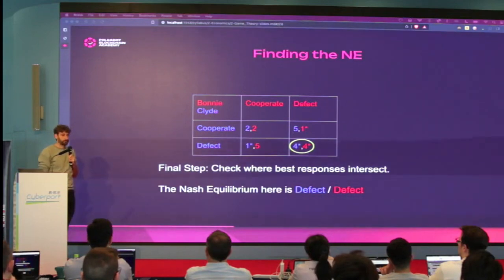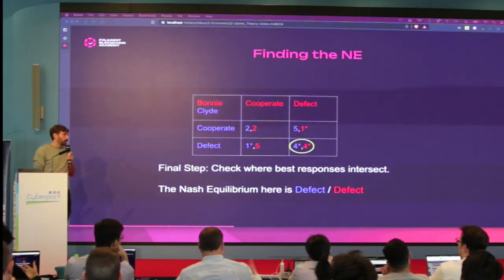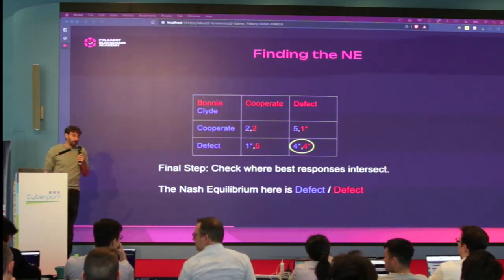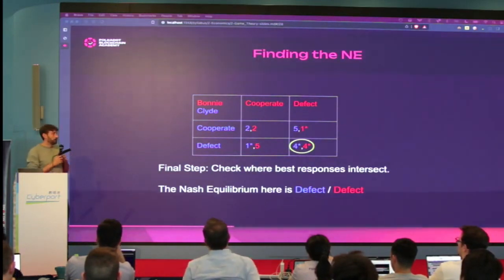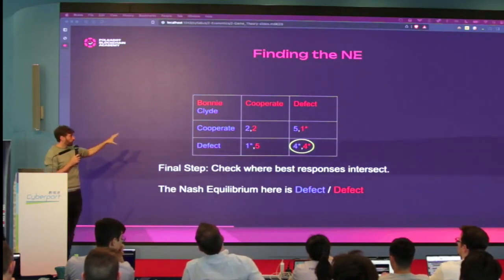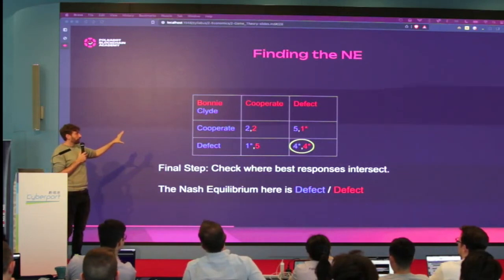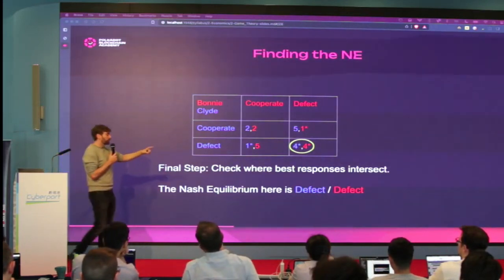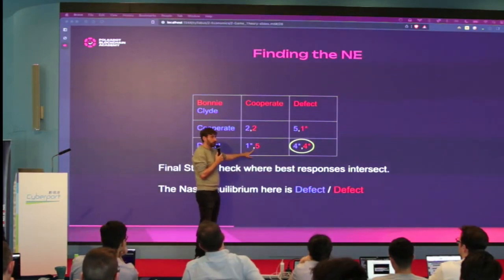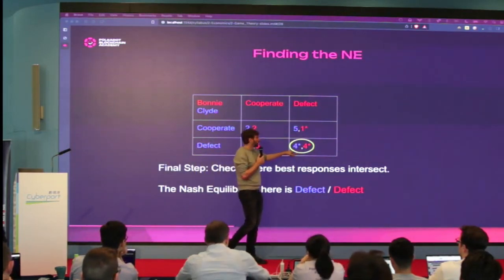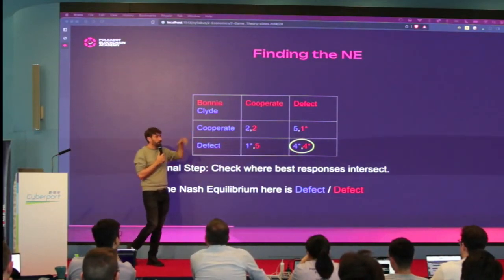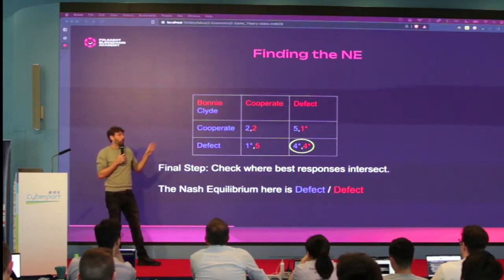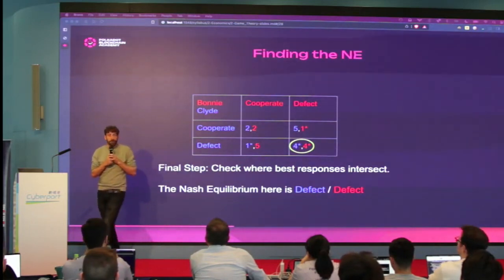Both defect. Now we found the Nash equilibrium, or we believe that we found it. And you could ask, how can we test that? You could say, let's assume you're Clyde, and you assume that Bonnie cooperates. Would you still defect? Then you're in this situation, and yeah, you would switch over here. So basically, Clyde cannot increase their payoff if we fix the strategy of Bonnie.